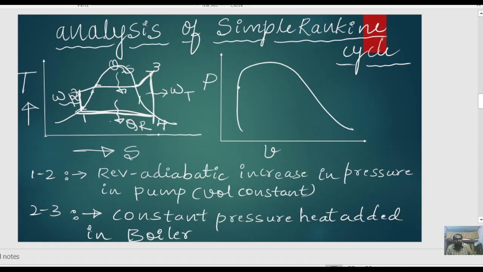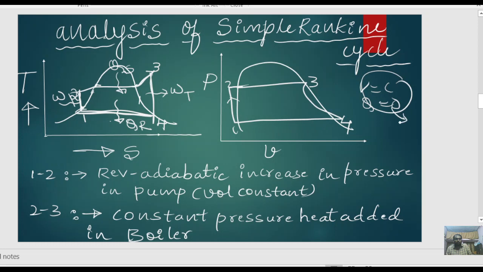Constant pressure means 2 to 3. And isentropic expansion. Again, constant pressure heat rejection and constant volume pump work. This is the process 1 to 2, 2 to 3, 3 to 4. You have to remember pump work is constant volume and adiabatic. This is all about the pump work. You have to remember this.